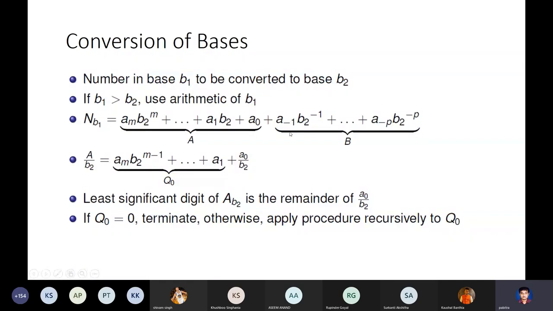This part becomes 0. Yes. So you are recursively doing it. So you get A minus 1, A minus 1, A minus 2, and so on. I think this you all know.